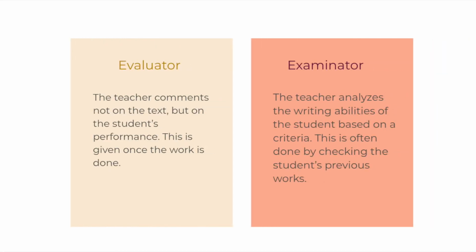The next one is evaluator. The teacher comments not on the text but on the student's performance. This is given once the work is done. And finally, we have examinator. In this one, the teacher analyzes the writing abilities of the student based on a criteria the teacher has set. This is often done by checking the student's previous work or on a portfolio.